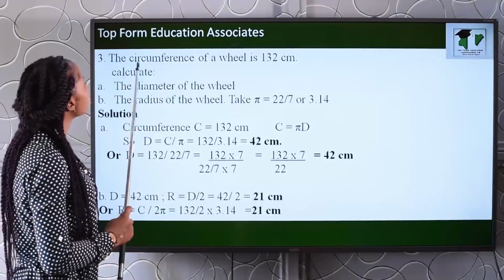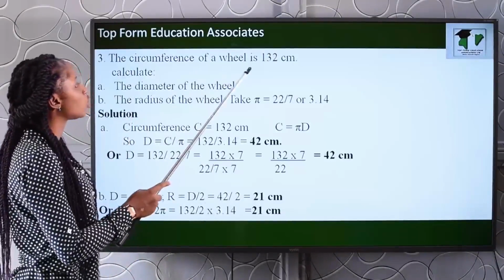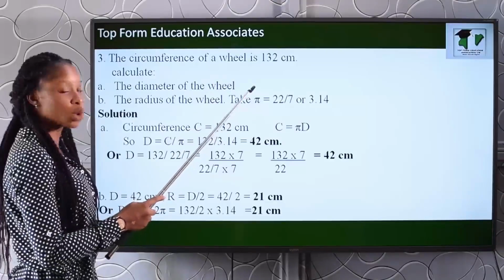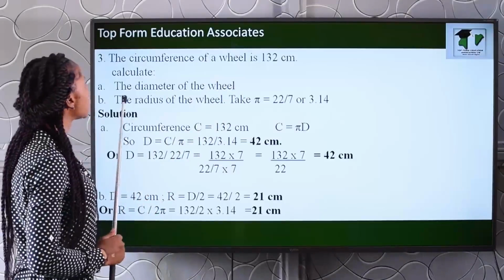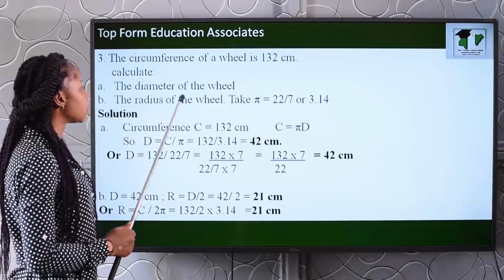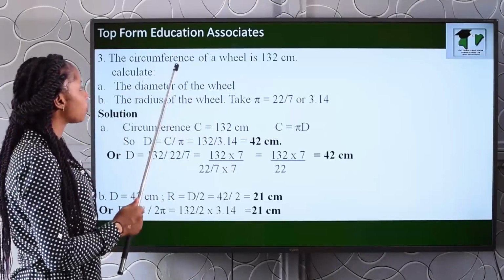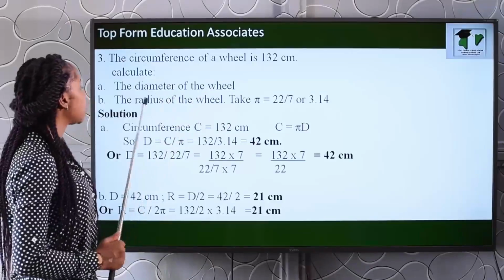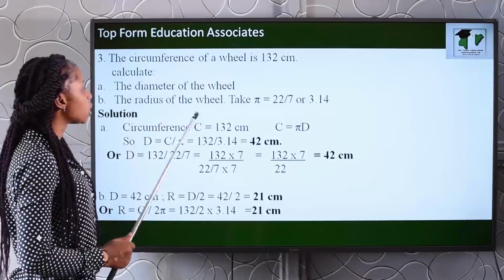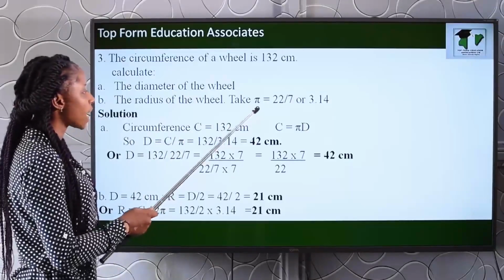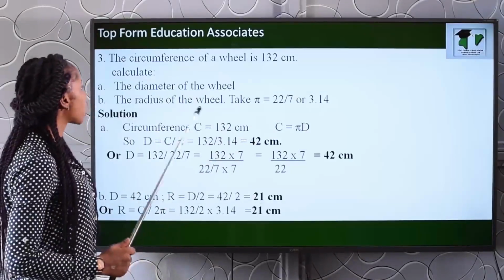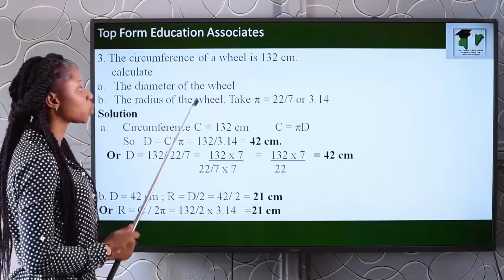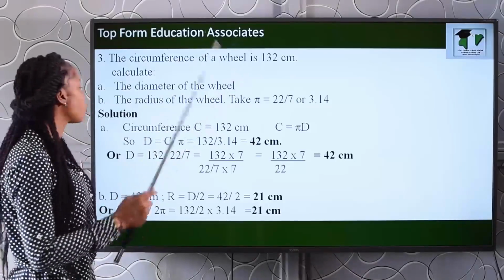Number 3. The circumference of a wheel is 132 centimeters. You know what a wheel looks like. A wheel is simply a circle. Now, calculate A, the diameter of the wheel. We're given the circumference and we're asked to find the diameter. And B, the radius of the wheel. They gave us pi as 22 over 7 or 3.14. So we're asked to find the diameter and the radius. We've been given the circumference.